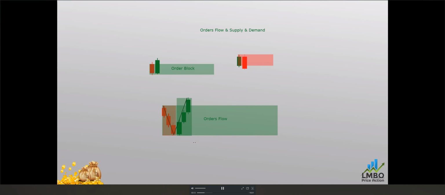Order flow helps to identify buyers' and sellers' strength, identify trends, and helps in trading in the trend, or trading in the direction of the market. So the order flow is very, very important.